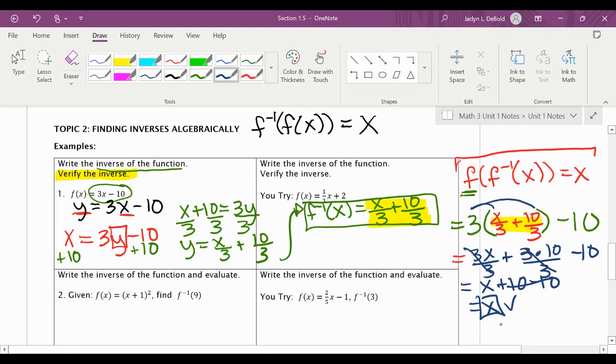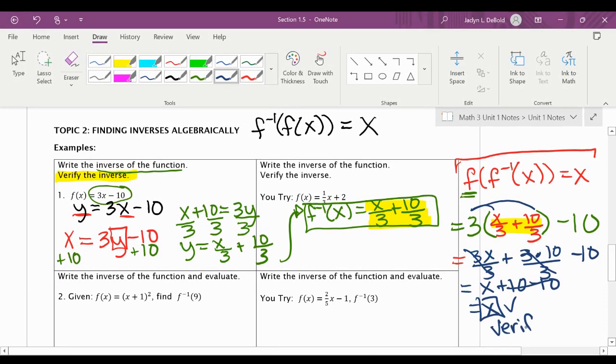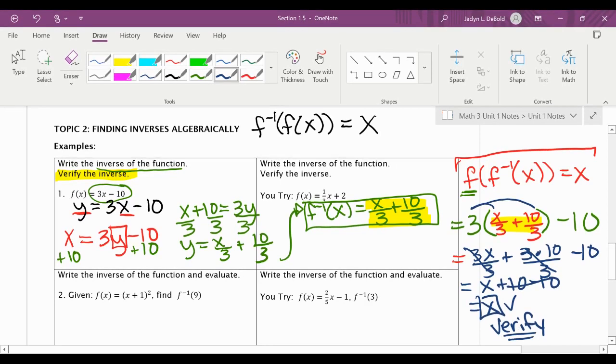So what does that mean? That we basically verified that it worked. I could also do it with the reverse and it would still check out. For the sake of this, I'm not going to do it a second time with the other direction. But if it is an inverse, it will check out to also be x.